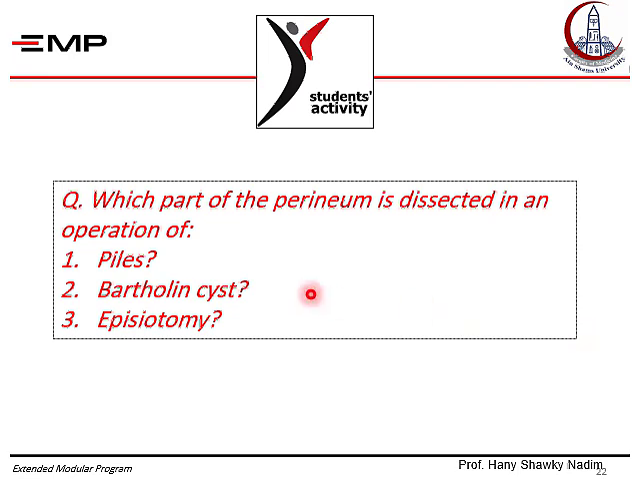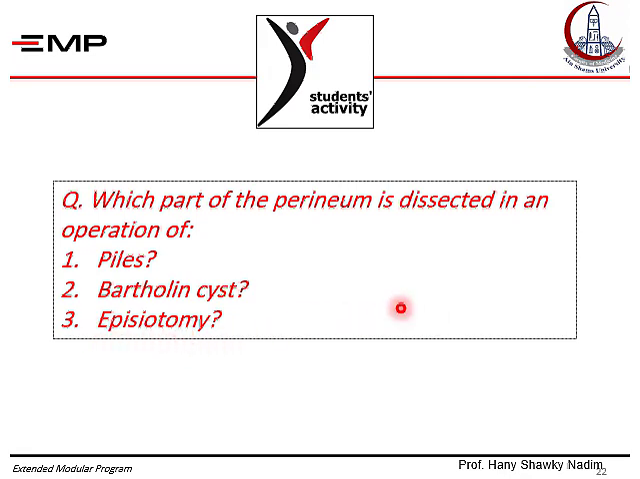Okay, welcome back. In the operation of piles, of course, we work posterior to the imaginary line between the two ischial tuberosities. So we are working in the ischioanal fossa or the anal triangle. Bartholin cyst, the Bartholin gland is in the superficial perineal pouch. So we are working in the superficial perineal pouch of the urogenital triangle.